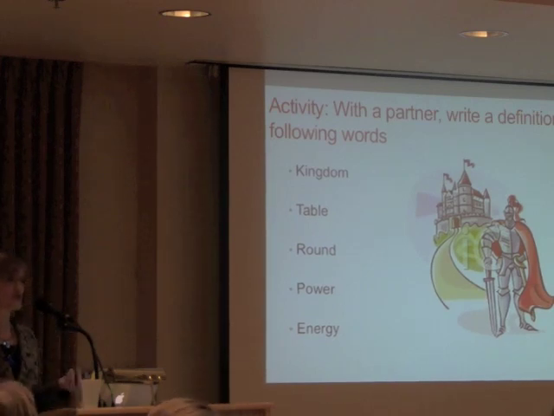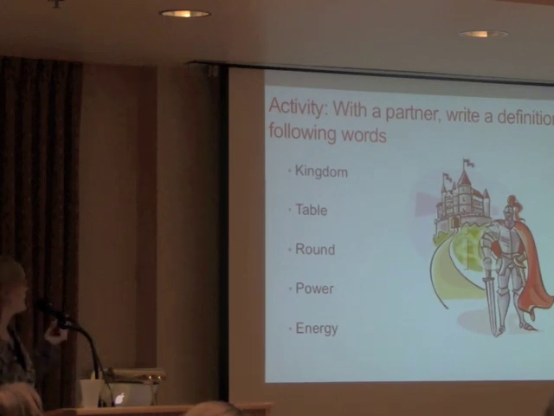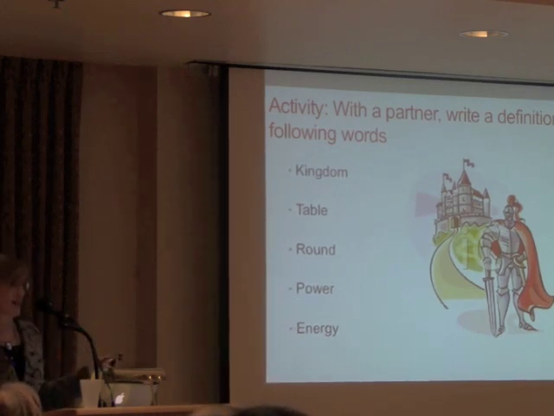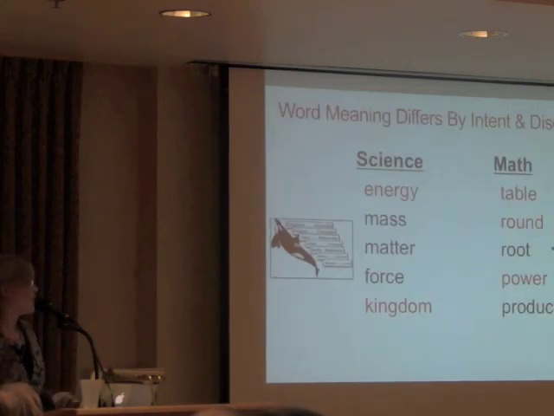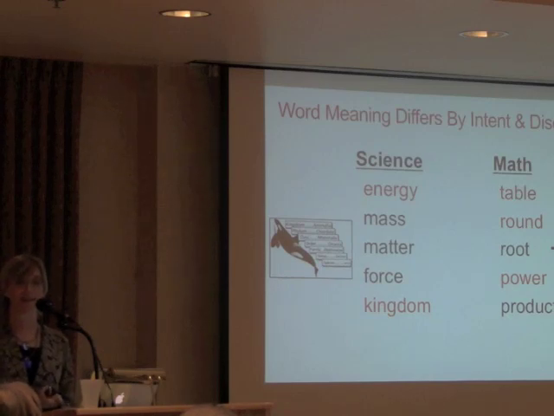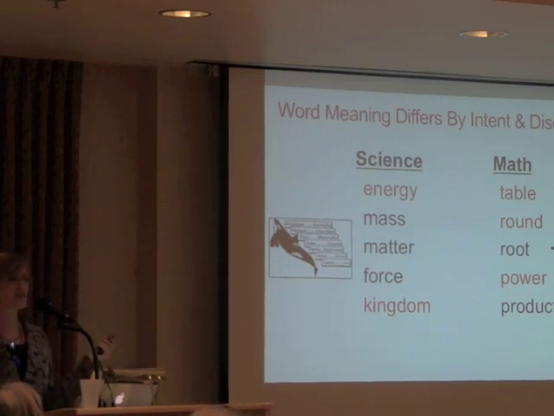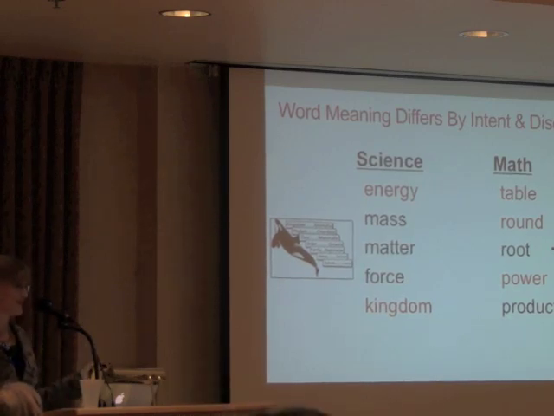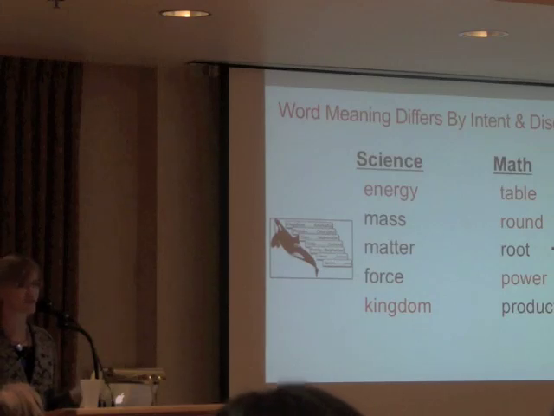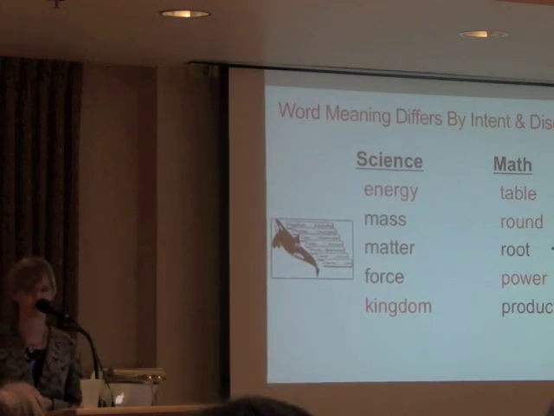All of these words are used in many different contexts. And it might be easy to know kingdom, table, round, power, etc. in terms of Camelot and the Knights of the Round Table. But what happens when they show up in science and math? Some of you went there right away, and some of you didn't. These are the kinds of words that are going to trip kids up. They have specific uses in specific contexts that are really different from how they're used commonly.